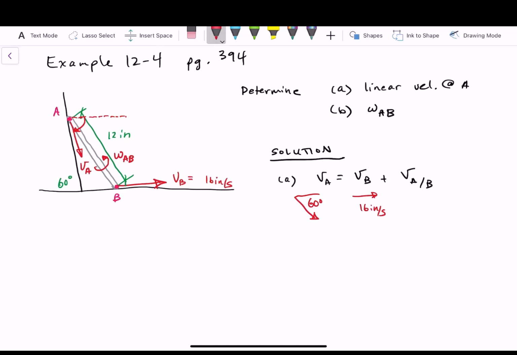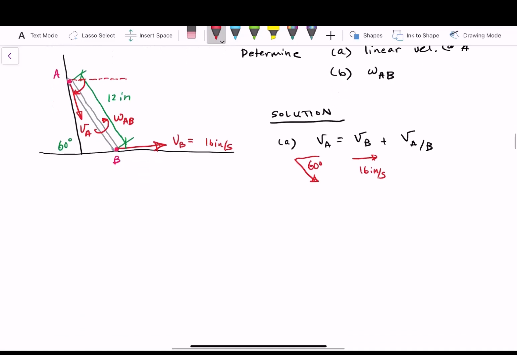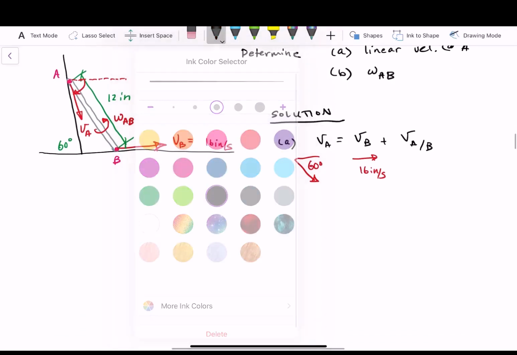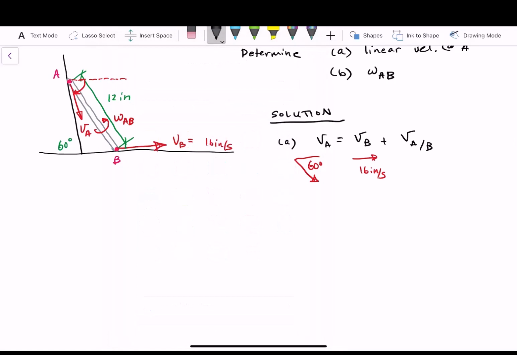So that works. The only thing is we don't know what direction or magnitude the velocity of A with respect to B is. Why I always ask you to provide all the knowns here is because the very next step that I always ask is that you create the velocity triangle. So we have two velocities. We should be able to get an idea here of what this velocity triangle looks like.